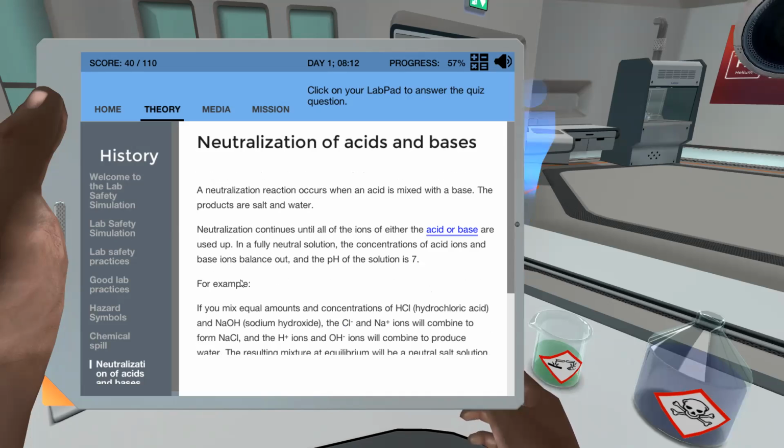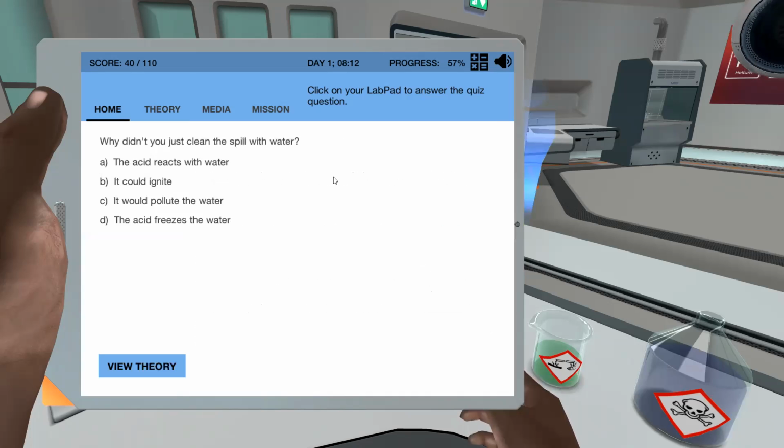So what do you think? Because of that. But it also reacts with the other one. So which one? You notice it says view theory. So that's how you do it. You look, then you check, then you keep going anyway.